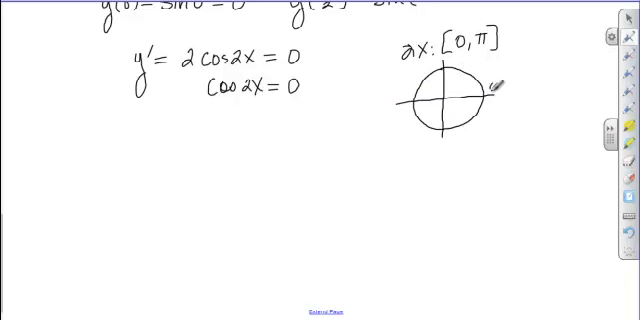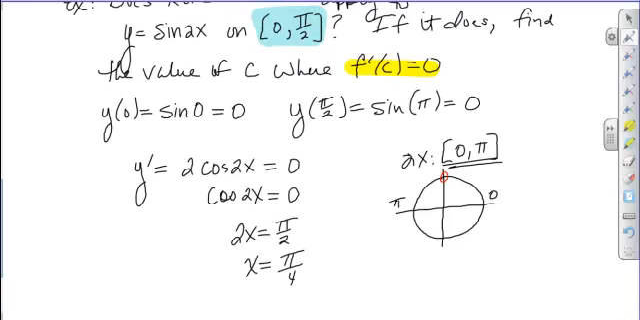So I'm thinking about my unit circle. 0 and pi are located there and there. And I'm looking for angles whose cosine value is equal to 0. Well, that's going to happen when the angle is pi over 2. And that's the only angle that has 0 for the cosine value in the interval that we're looking at. So 2x is equal to pi over 2, x is equal to pi over 4. And you'll notice if you go back and think about that original interval, pi over 4 is in between 0 and pi over 2.